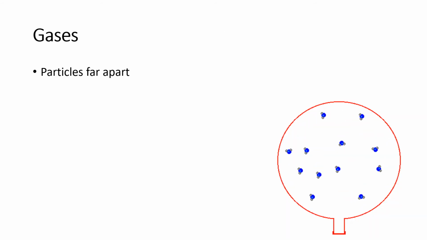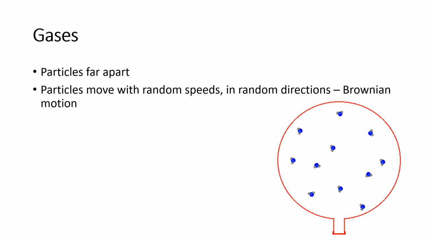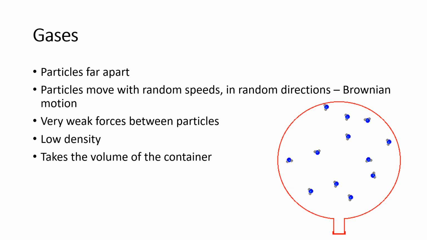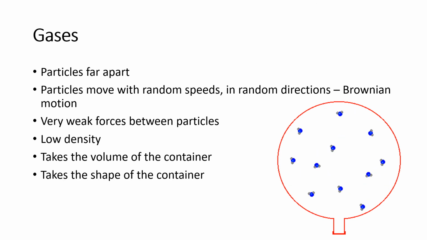In gases, the particles are widely spaced. They move with random speeds in random directions. This is called Brownian motion. There are very weak forces between the particles, and it has a very low density. It takes the volume of the container and the shape of the container.